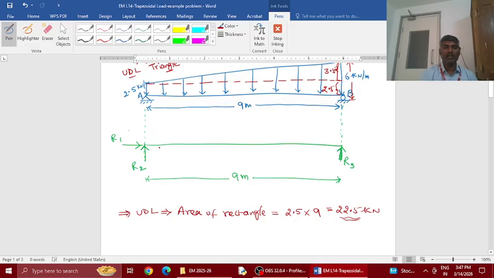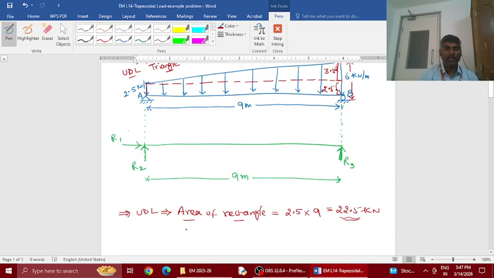Where to apply this on the beam? It was distributed over 9 meters. Now you have converted that into a single point load. 22.5 is now the equivalent load to this uniformly distributed force. The area of the rectangle gives you the total force. 2.5 is the height of this rectangle, and 9 meters is its length.